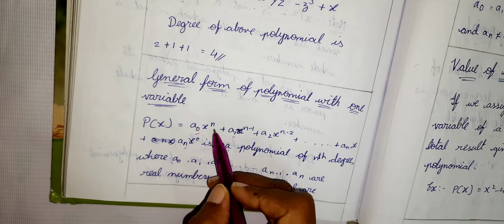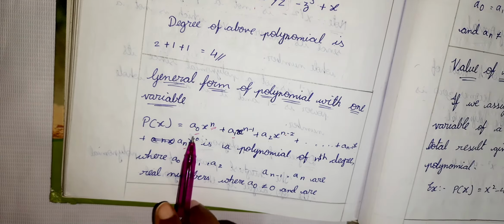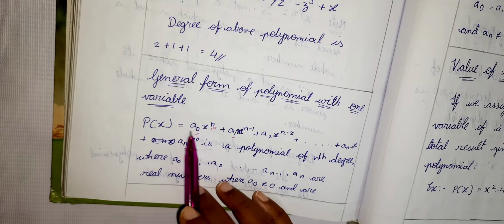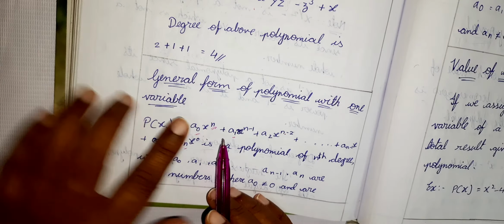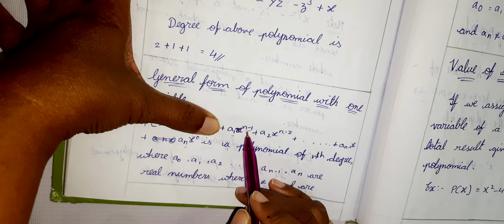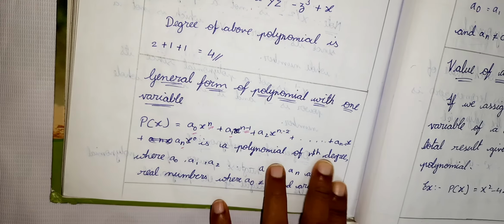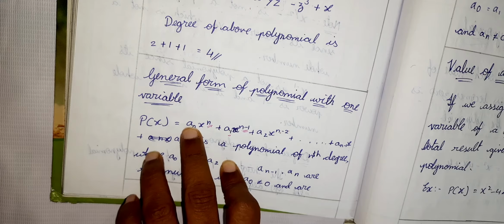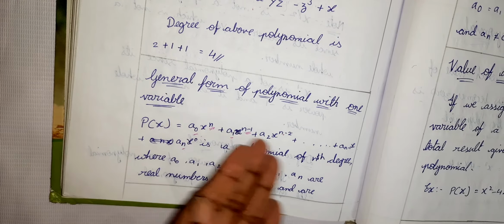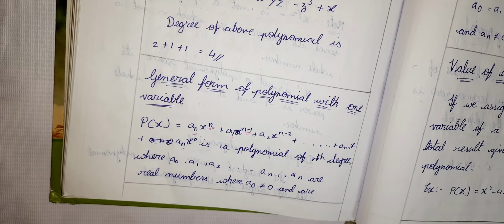So where the degree is the highest one, that is the nth degree polynomial, where the condition is that a naught should not be equal to 0. Why? Because if a naught becomes 0, this cannot be the nth degree polynomial. The highest power will become n minus 1. So when you define this as the nth degree polynomial, the coefficient of x power n is not 0, so a naught is not 0, and as usual all the coefficients are real numbers and all the powers, that means n is a whole number.